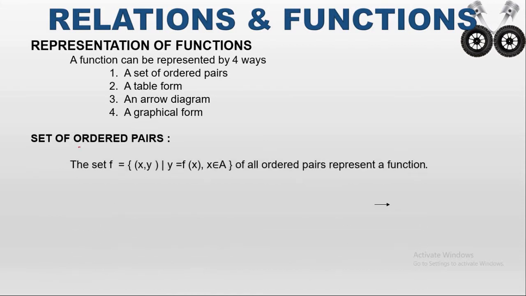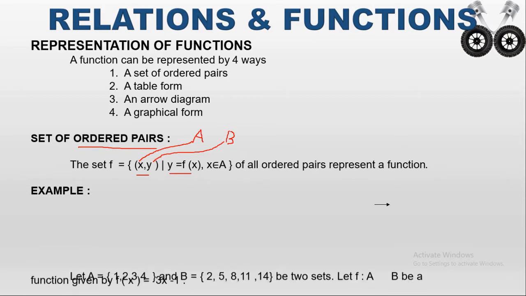Here, an ordered pair comes from the Cartesian product. Cartesian product means we need two non-empty sets. I took capital A as one non-empty set and capital B as another set. Capital A contains the element x and capital B contains the element y. So x and y can be written as an ordered pair, where the first element belongs to capital A and the second element belongs to capital B. Now the function f can be defined as y equal to f of x, where x belongs to capital A.